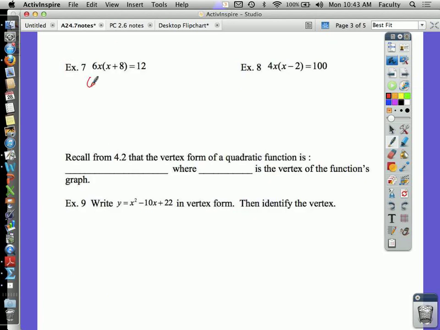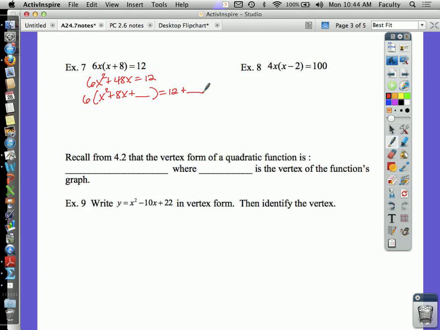In example 7, I need to multiply out the left side, okay, because it's in a different factored form. So I get 6x squared plus 48x equals 12. I don't want to bring the 12 to the left because I would just move it right back over. You need to get the x squared and x alone. And then I do want to get rid of the 6. And then remember, we're going to anticipate what we need to add to both sides of the equation.